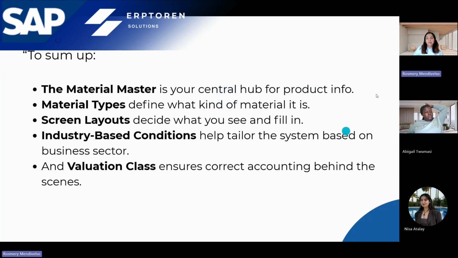And to summarize, the material master is the central hub for the product info. Material types define what kind of material it is, and the screen layout decides what you need to see and what you fill in. The industry based condition helps to tailor the system based on business sector. And the valuation class ensures correct accounting behind the scenes.